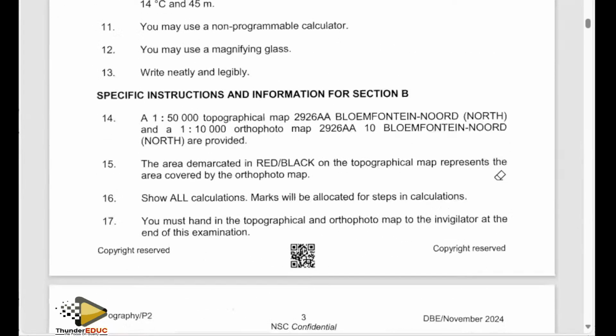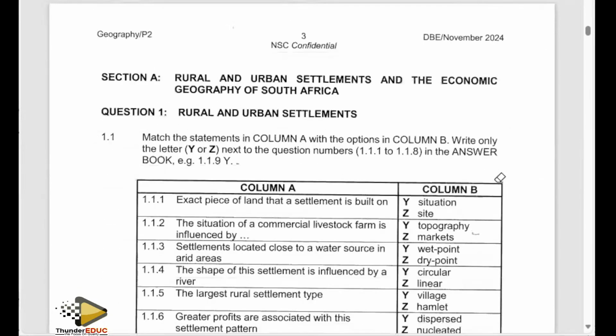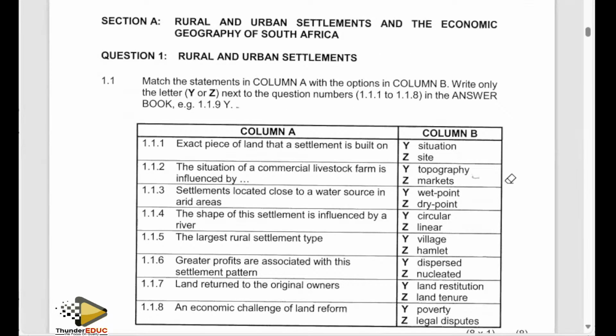Going to our first question. Our first question on rural urban settlements. It's a matching column question. We're supposed to match a description to a given geographical concept. So we have the description on the left side, which is supposed to be matched with the corresponding correct geographical term on the right-hand side. We are starting with the first description.